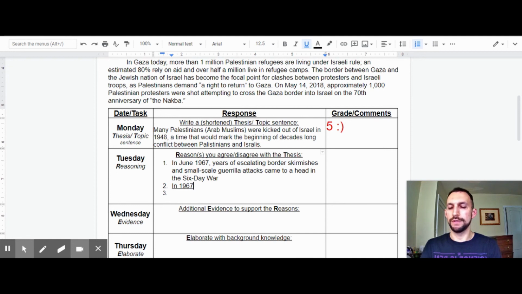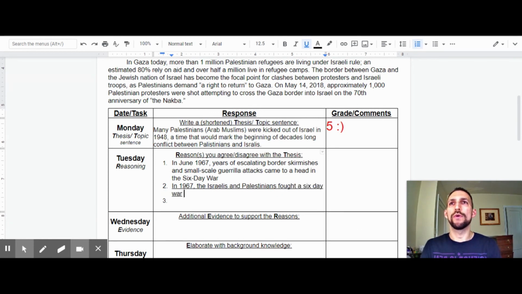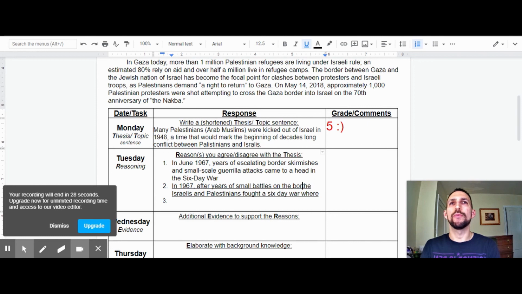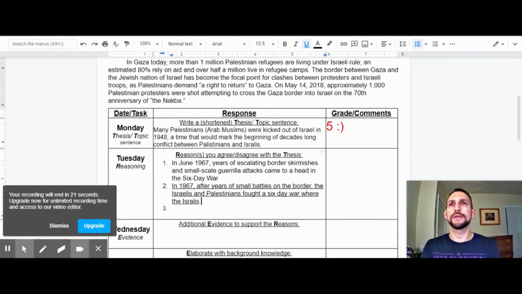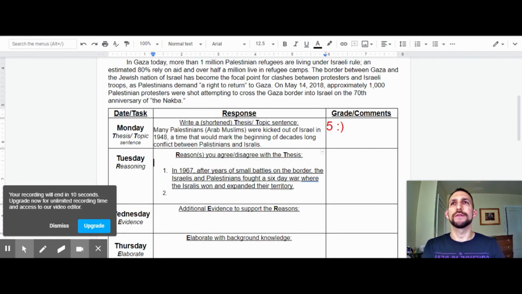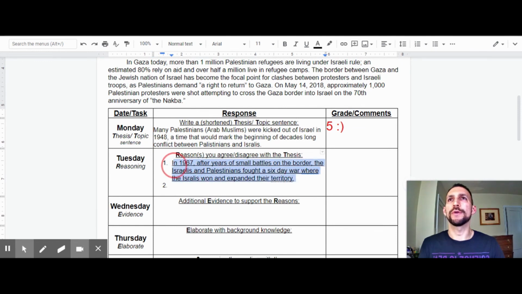In 1967, after years of small battles, skirmishes on the border, Israelis and Palestinians fought a six-day war where the Israelis won and expanded their territory. So that's our first bit of evidence. Let's make sure we get rid of that. So that is our first bit of evidence in our own words that supports our thesis, being the thesis in our own words. Time to find another one.